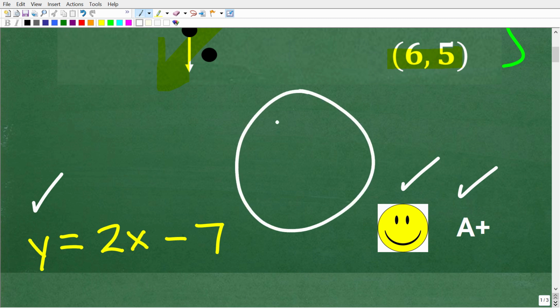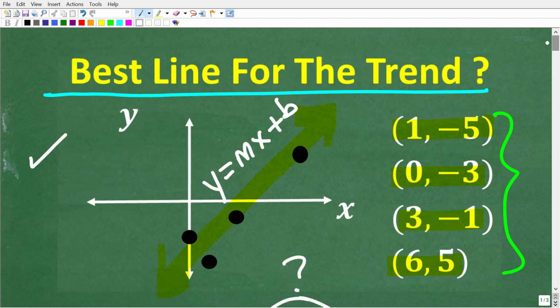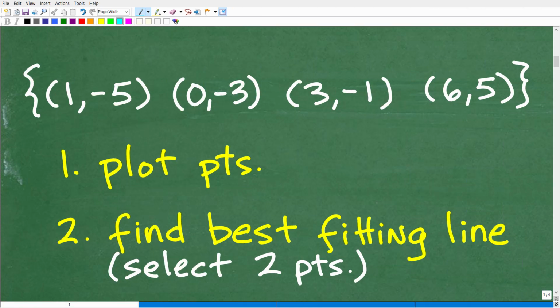And you're like, Mr. YouTube Math Man, I'm very confused. What's going on? Well, again, the topic here is called scatter plots and best fitting lines. A really important topic in algebra and statistics. So let's see how we solve this problem now. Let's go ahead and get into the problem.